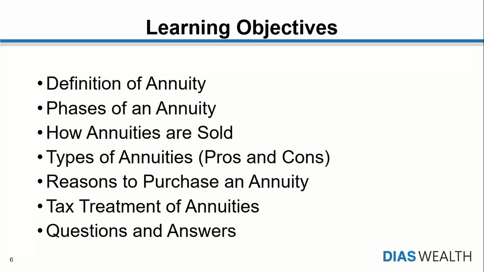So let's look at today's learning objectives. Today we'll define an annuity. We'll look at the different phases, how they're sold. We'll look at all the types of annuities as well as the pros and cons, the reasons to purchase an annuity, tax treatment of annuities, and then we'll open it up for questions and answers. And by the way, you should have these updated slides in your panel. And there should also be an article in there that I wrote for Kiplinger about a year and a half ago, actually a little bit longer.